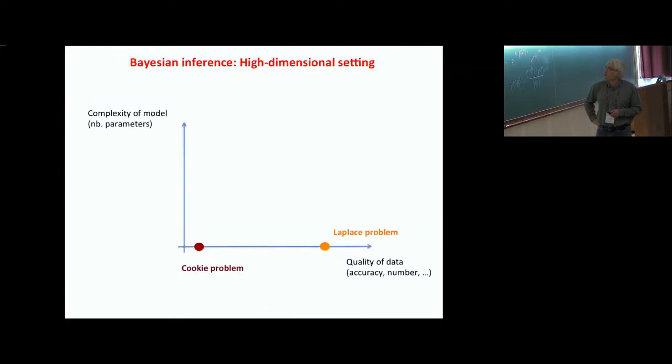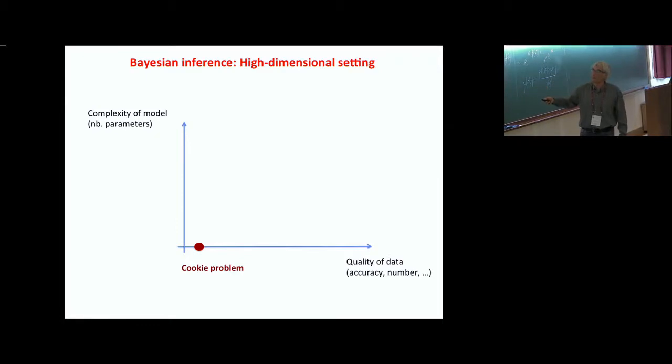Okay, so let me just summarize what we have done. Imagine you are in a plane, a two-dimensional space, where on the x-axis I will plot the quality of the data, which is the accuracy, how reliable they are, the number of data, anything which, when you are here, means that you have poor data, and when you are here, you have very good data. First, the number is obviously the first quantity of interest. And on the y-axis, I will plot the complexity of the model, the number of parameters in the model.